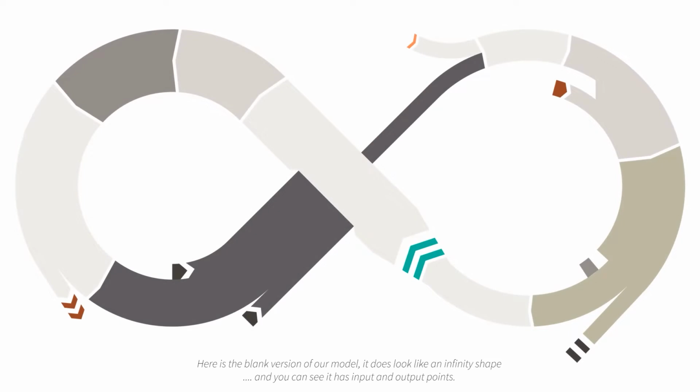Here is the blank version of our model. It does look like an infinity shape, and as you can see, it has some input and output points. The model is made out of 9 different parts. We have color-coded them, and each of these 9 different parts has its own subdivisions, which I will be opening up, revealing them shortly. So without further waiting, we'll just move forward and start naming each of those parts.